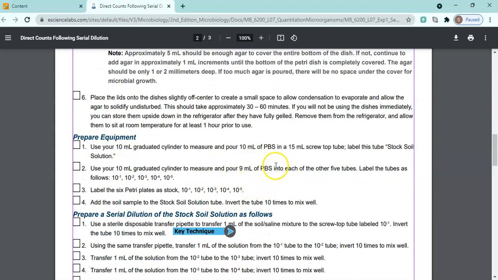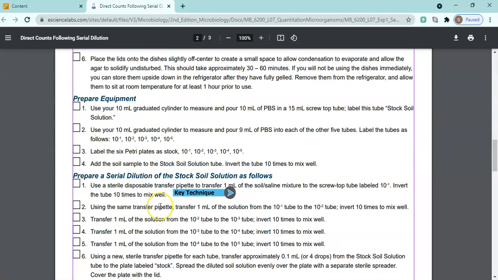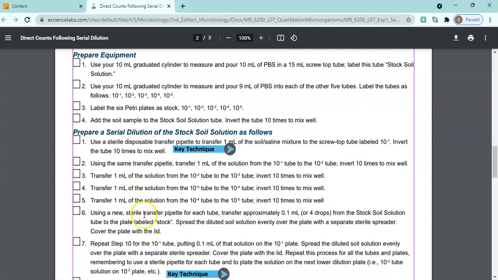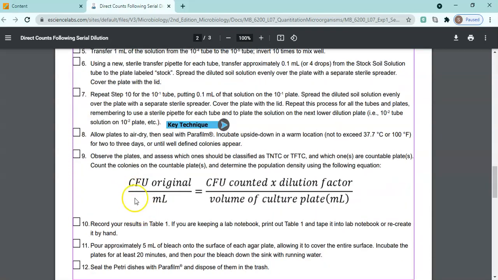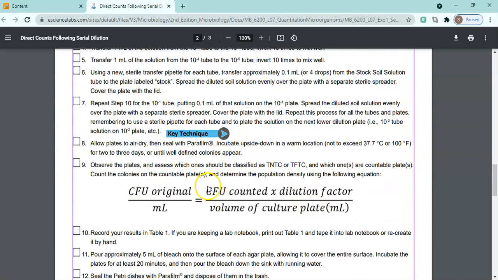So your PBS was the material that was added into your tubes to create your solutions. Your soil sample made up your stock solution tube. That was your soil and water mixture. And then once you created and did your serial dilutions, where you used the transfer pipette to transfer your sample, you then had those platings done on 6 Petri dishes. So again, just going through and understanding the key things that you've done in the lab.